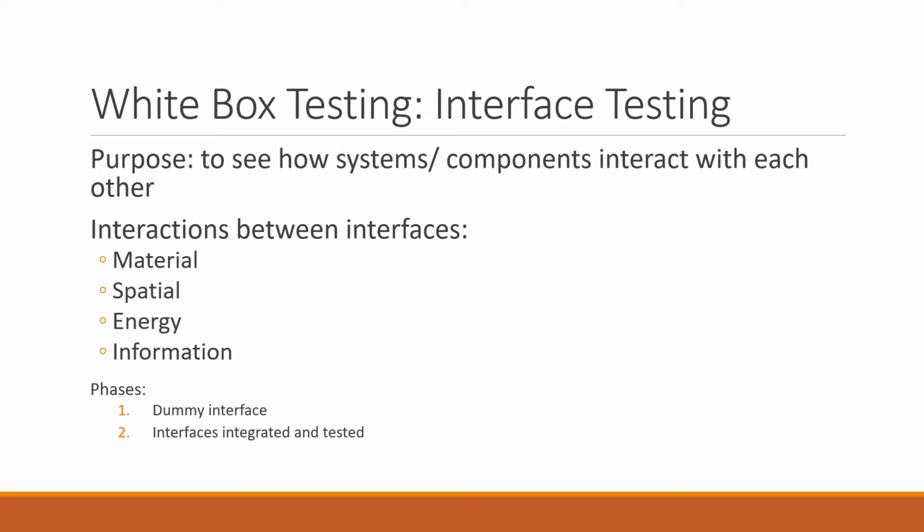There are two main phases to interface testing. The first phase is using dummy interfaces. These dummy elements represent the other interface being communicated to, without actually having an operational interface there. This provides more control over primary interface testing. The second phase is actually integrating and testing the two operational interfaces together, mimicking how these interfaces will interact in the real world.